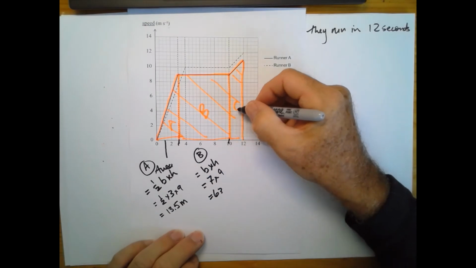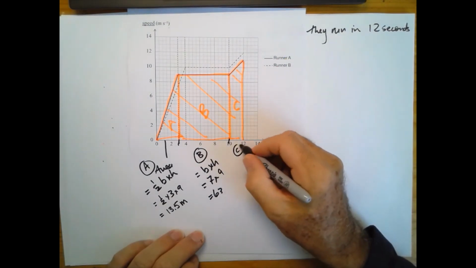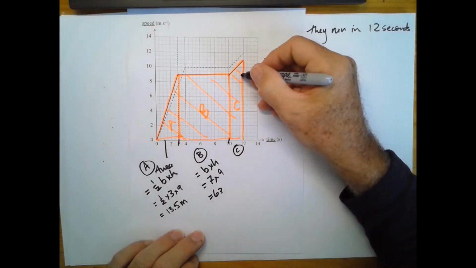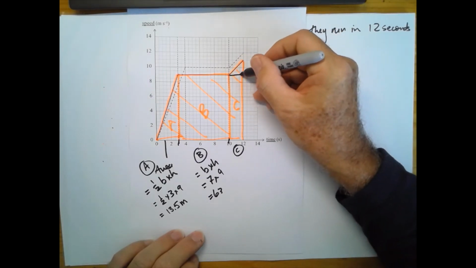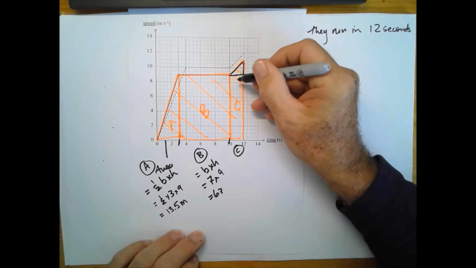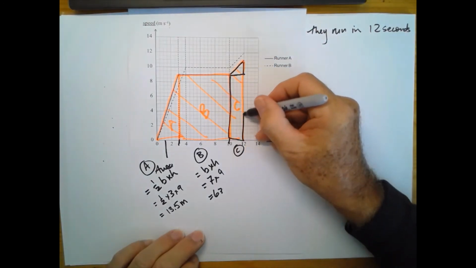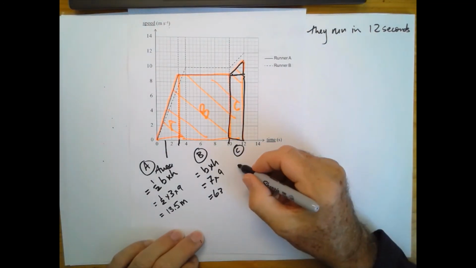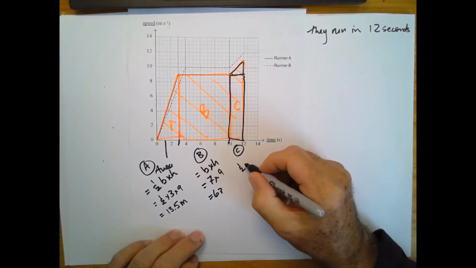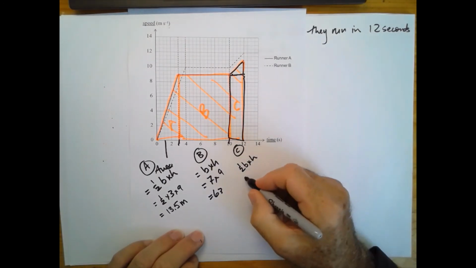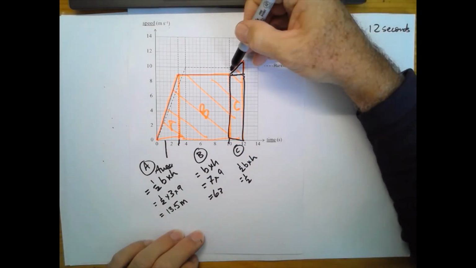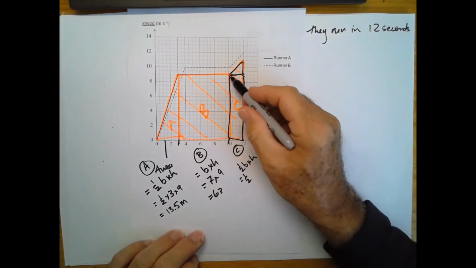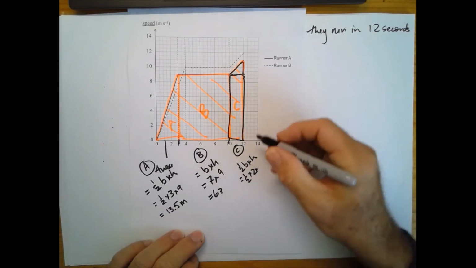Now the area of this third section, the area under this graph, we're going to do the area of this triangle plus the area of this rectangle. So the area of the triangle, a half times the base times the height, is equal to a half times the base. It's going from 10 to 12 seconds, which is 2 seconds, times 2 times the height.